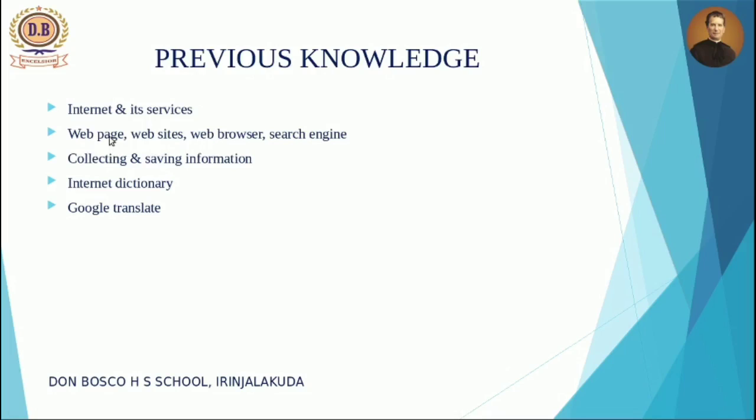Then in order to view these web pages and websites, we need the help of software known as web browsers. If we don't know the website address to search for, then we can make use of the facility known as a search engine. Then we learned how to collect information from the internet and how to save it in our computer. Then we learned about internet dictionaries, which can be used for finding the meanings of words. Then we learned about Google Translate, which is used for translating words from one language to another. So these are the topics that we learned in our last chapter.